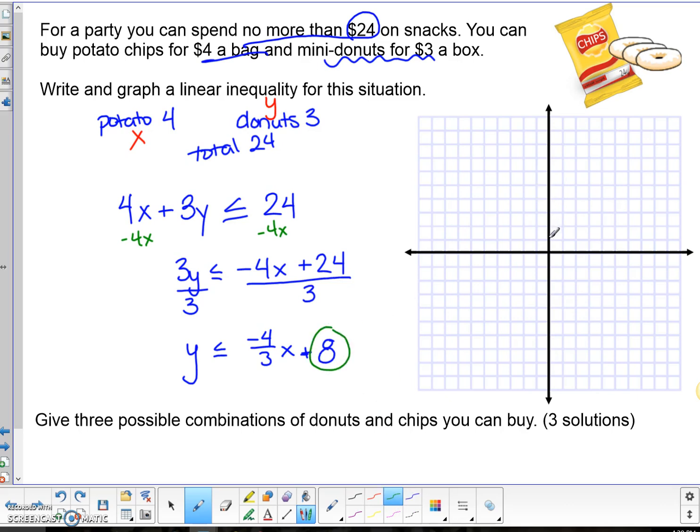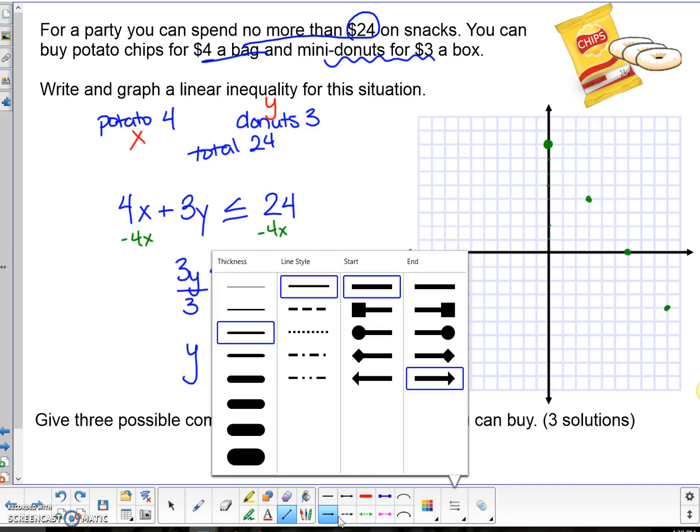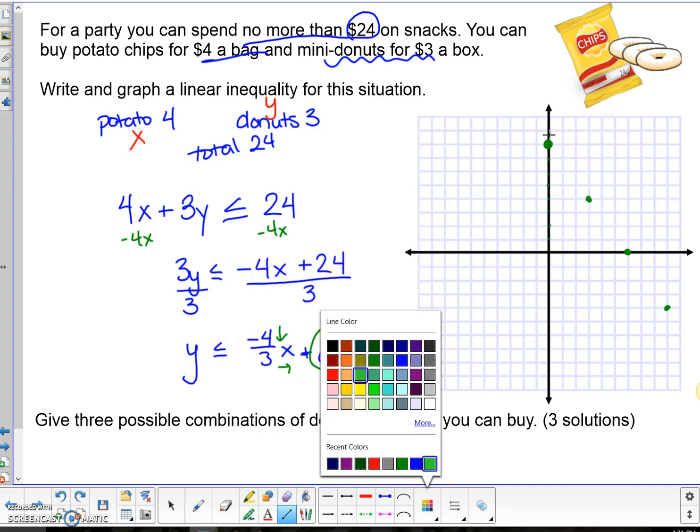Start from your y-intercept, so 1, 2, 3, 4, 5, 6, 7, 8. And then my slope means 4 down and 3 to the right. 1, 2, 3, 4, 1, 2, 3. And the more dots you make, the better chance you have of getting a good line. Now I need a line that is solid because I have an equal sign. And let's just make it a green line for fun.